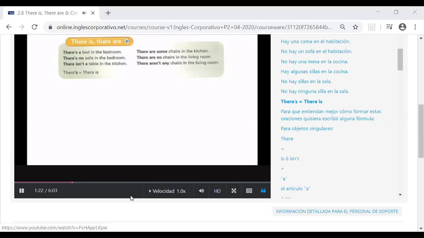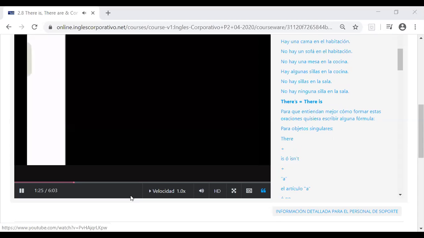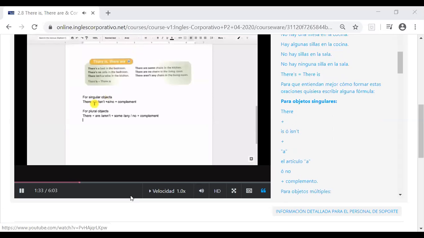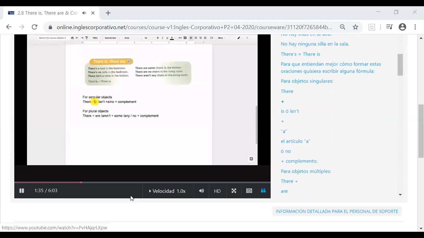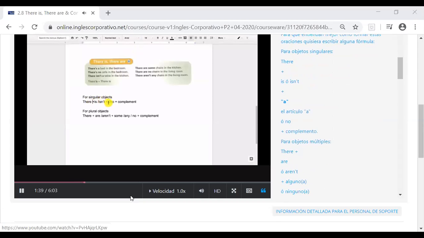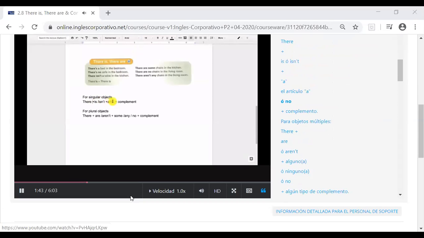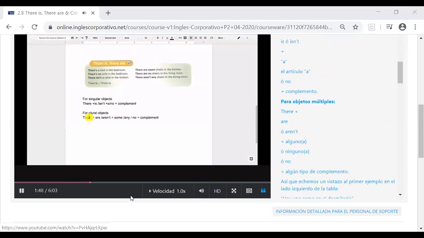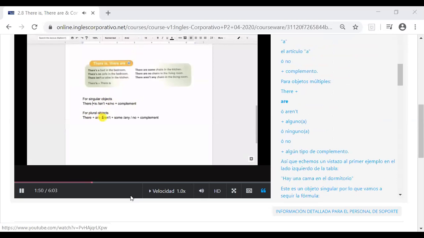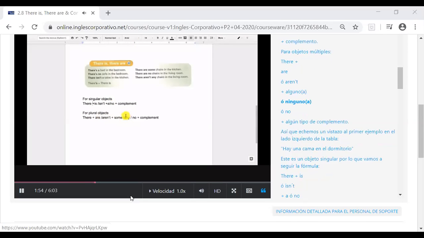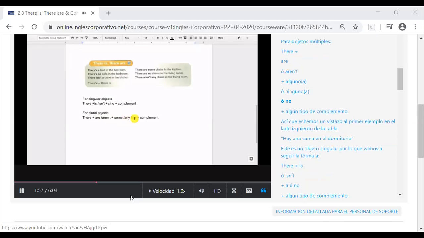There's equals there is. To better understand how to form this statement, I would like to write some formulas. For singular objects, there plus is or isn't plus a, that's the article a, or no, plus complement. For plural objects, there plus are or aren't plus some or any or no plus some kind of complement.